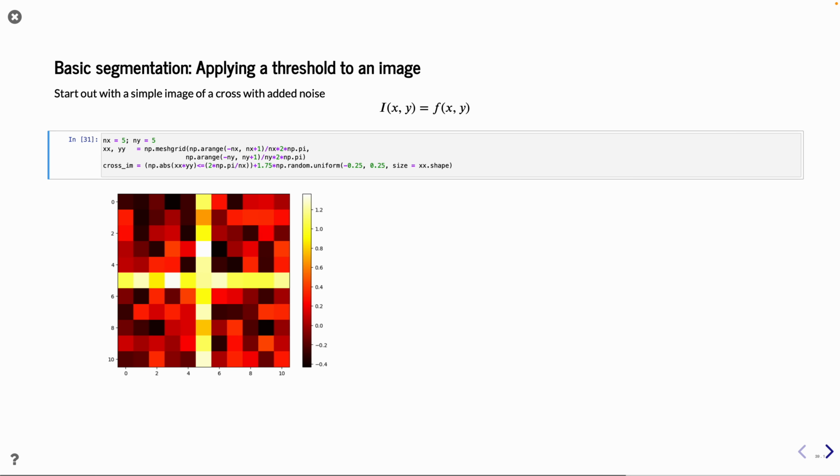So what is segmentation? In principle, it's an operation that brings us from the gray level image into a bi-level image. And for that purpose, I have created this cross image with some noise. It's quite noisy, but still it's okay. And that is what we're going to use in the following slides to investigate what the segmentation can do for us.